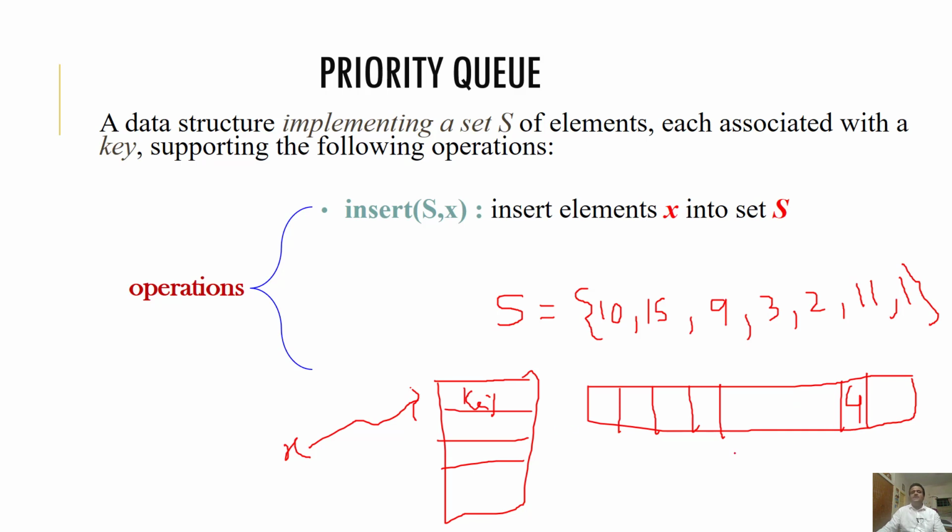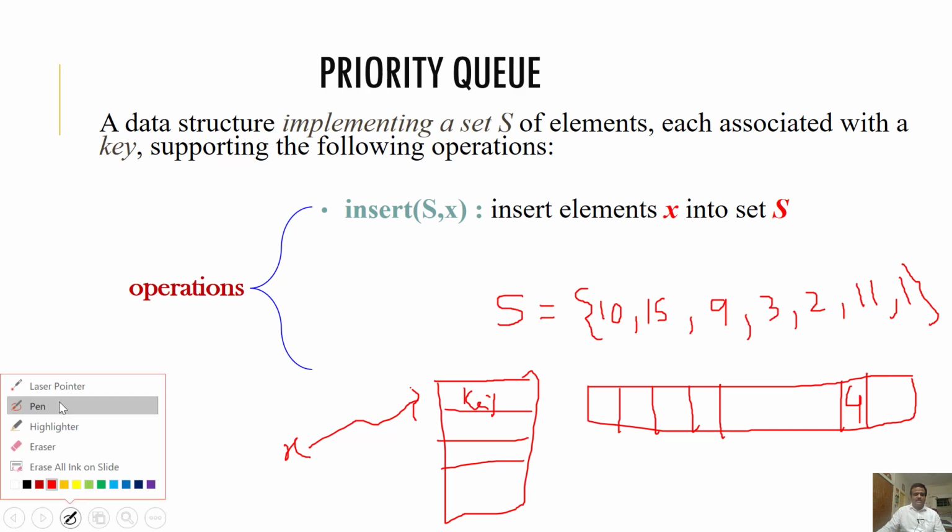So, that will cost us linear time maybe, because we have to search for the empty slot. Otherwise, we can keep an index where we are ending, and then we can just insert at the next position. So, that is an array implementation. And also, to find the maximum, basically we want to find the largest element, the largest key value of this S.